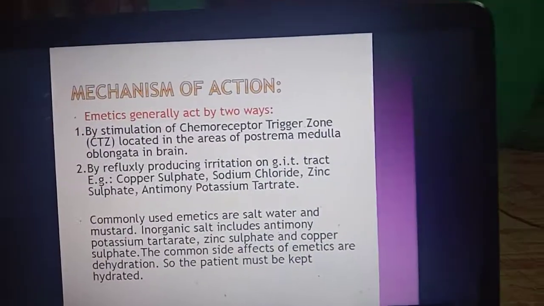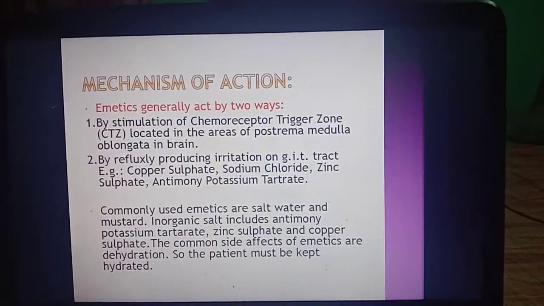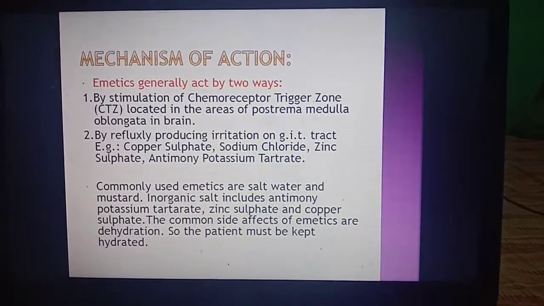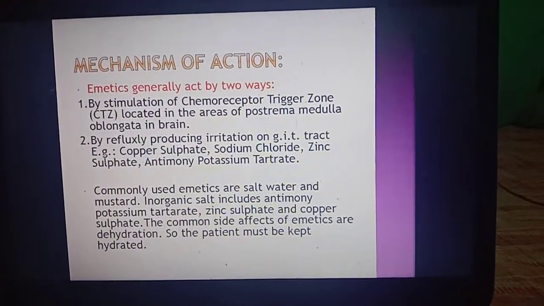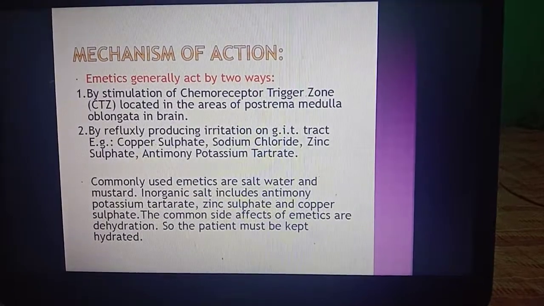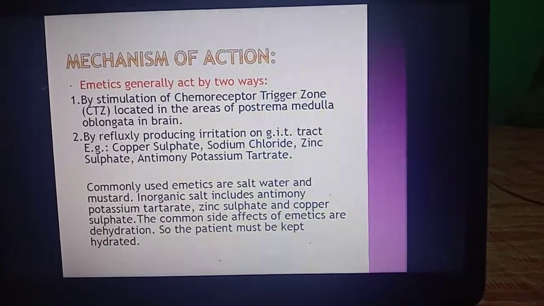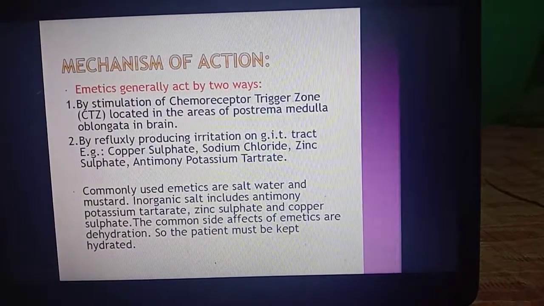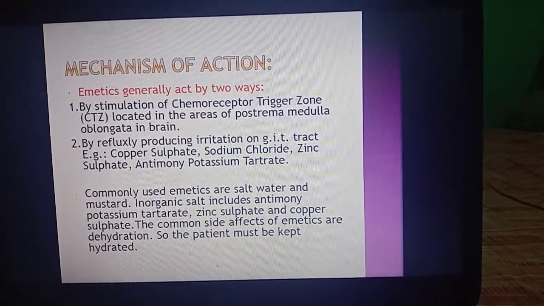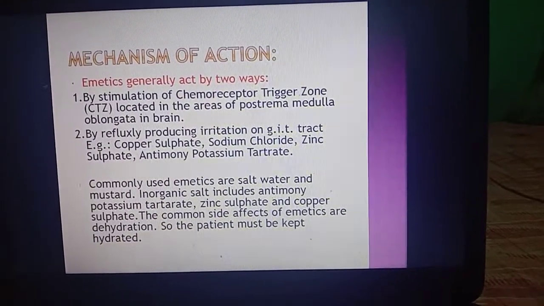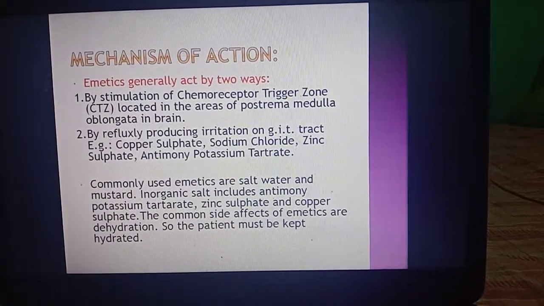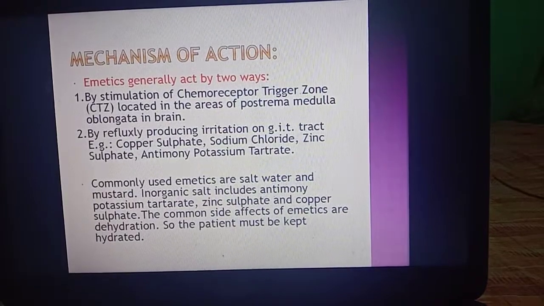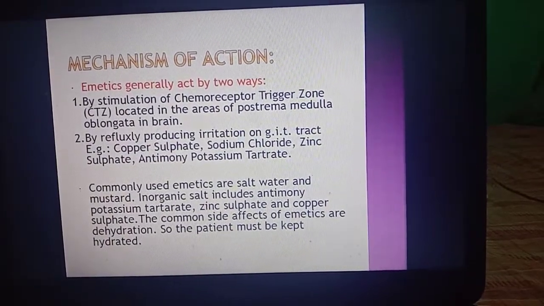Now, mechanism of action. Emetics generally act in two ways. One, by stimulation of the chemoreceptor trigger zone, which is located in the area of the posterior medulla oblongata in the brain, or by reflexly producing irritation of the GI tract, for example copper sulfate, sodium chloride, zinc sulfate, antimony potassium tartrate. Commonly used emetics are salt water and mustard, and inorganic salts like antimony potassium tartrate, zinc sulfate, and copper sulfate.